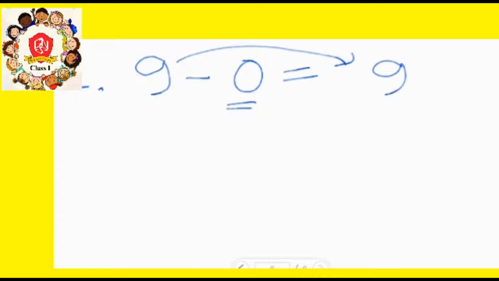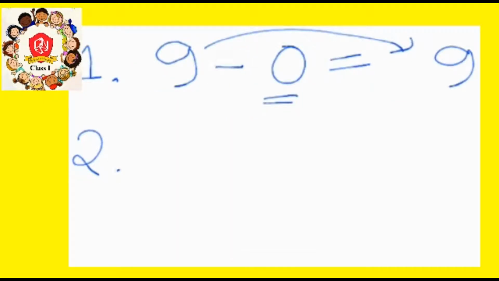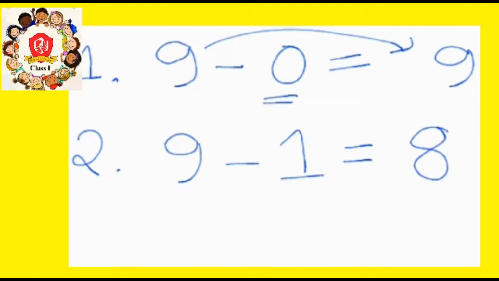Okay. Now come to the second one. Second property is subtracting the number 1 from any number. I am taking the same number 9 and I am subtracting the number 1 from it. So if we subtract 1 from any number, we are getting the previous number, that means the before number of it. So 9 minus 1 means we have to subtract 1 from that and we are getting the number 8, which is the previous number of 9.